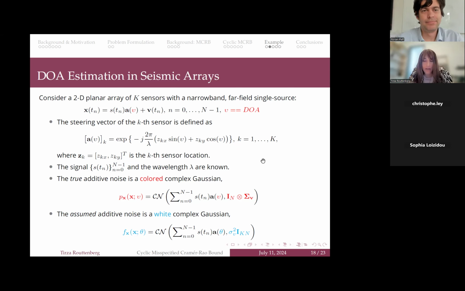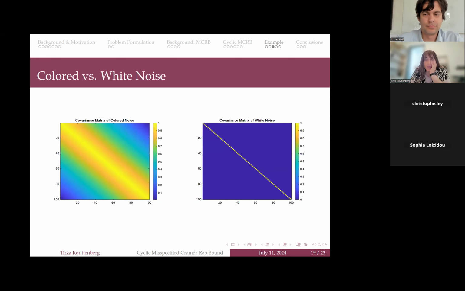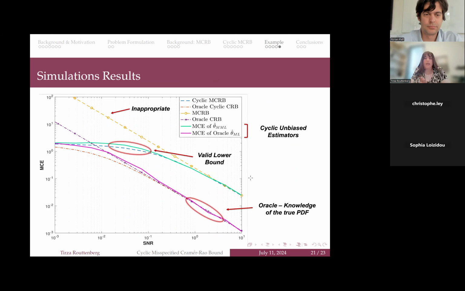One minute remaining. Okay. So I will just show the results. Let's see what happens under misspecification, where instead of taking the full covariance matrix, we take a diagonal covariance matrix. If you look here, you can see the performance, the MCE, the mean cyclic error, of the estimator, the maximum misspecified likelihood. This is the green line. And our bound is a very tight bound. This is the blue line. The other elements are not so relevant.